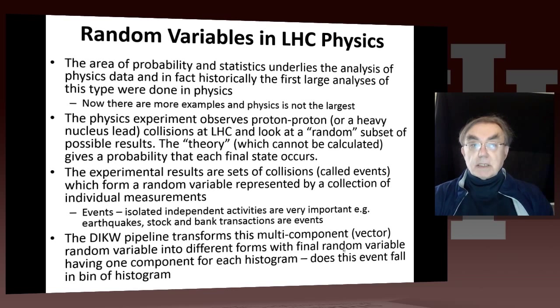So let's think about a random variable in the physics of the Large Hadron Collider. As we've said already, the area of probability and statistics is the analytics that underlies the analysis of physics data. I first started doing this, I don't know, too long ago, 1970 or something. That's quite depressing. At the time, physics was probably one of the largest examples of the application of probability and statistics, because physics was already big science, doing big experiments, and so they tended to gather more complicated data than anybody else. Now it's not so obvious that's true.